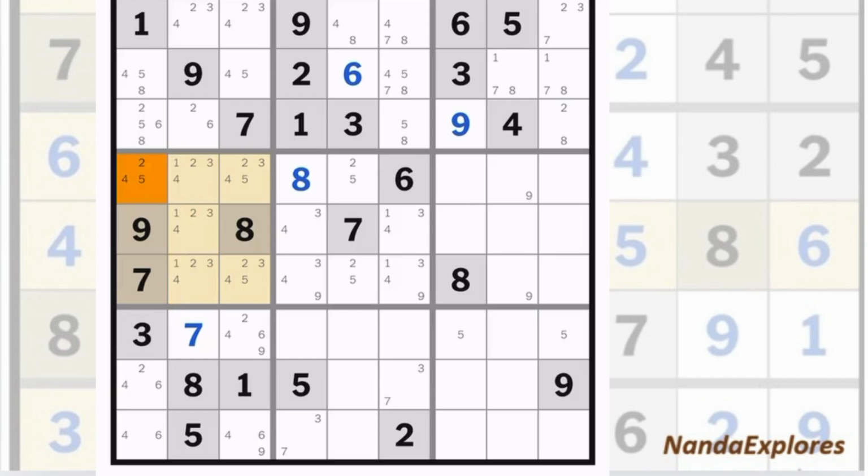Then 6 again. No, yeah, 6 will not appear here. Okay, so 6 will appear in these 3 cells. 7, 8, 9 is already there. So we have completed this block also. So now we can come to this block.